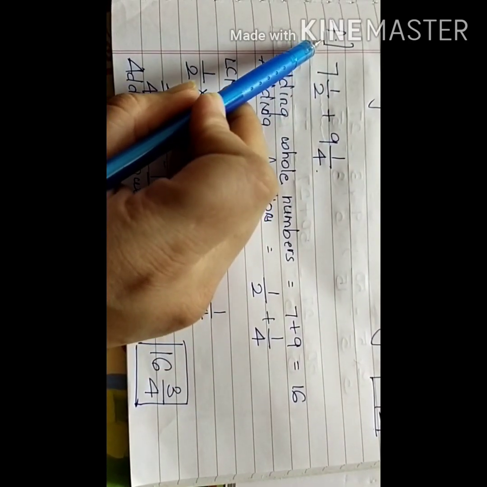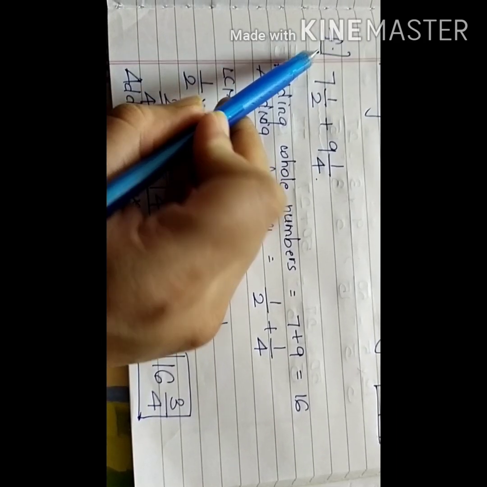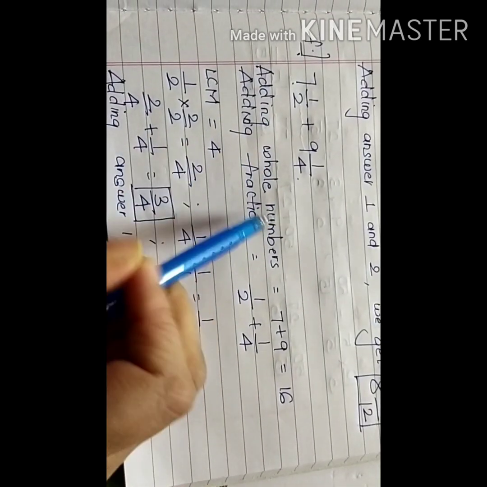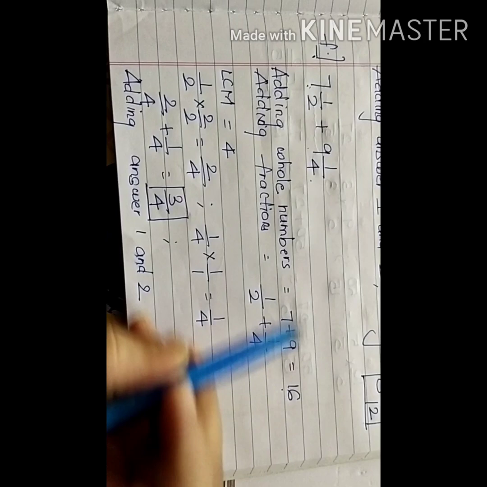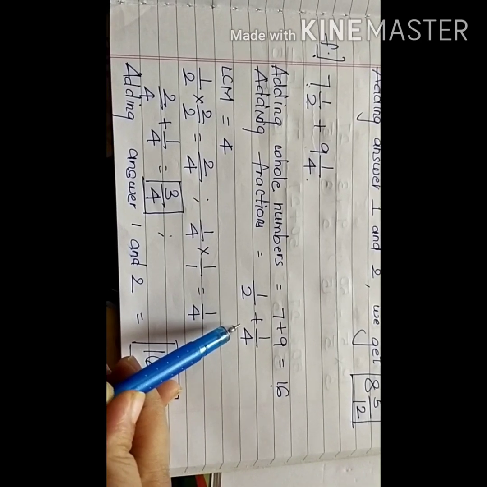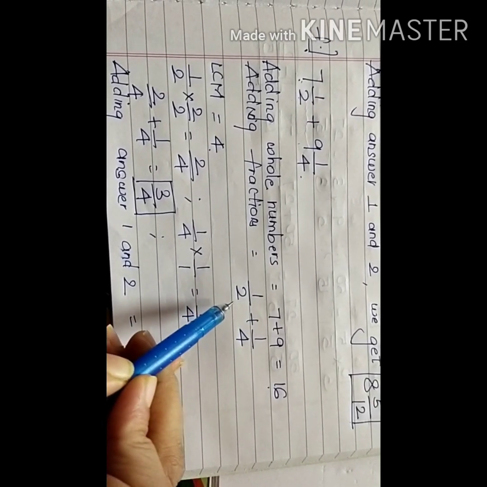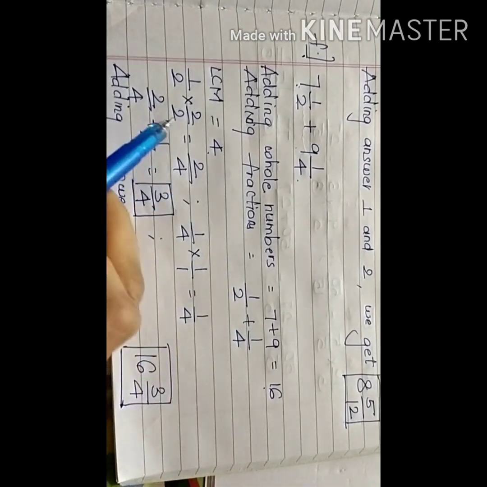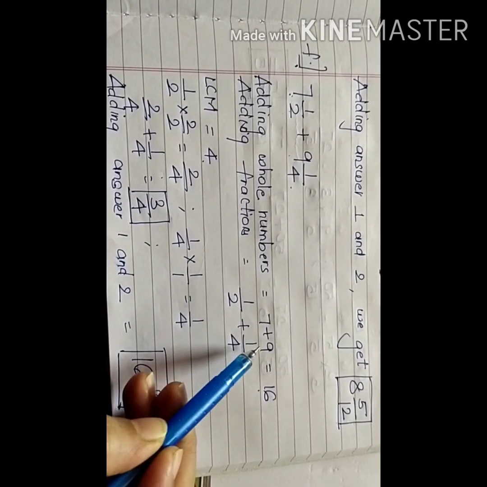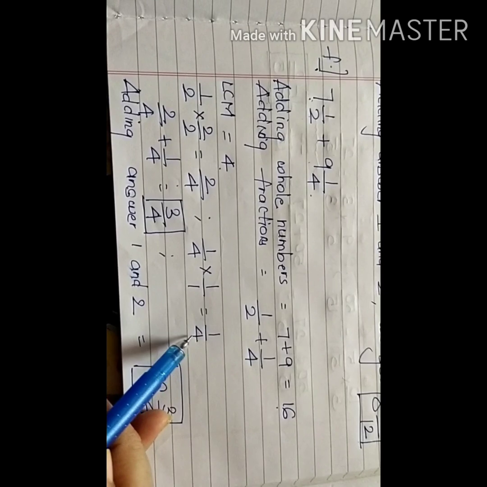Now I'll explain you the first sum from my practice time 4, question number 1, using method number 1, where I'll first add the whole numbers and then I'll add the fractional numbers. So when I add up the whole numbers, 7 and 9, I get 16. When I add up the fractional numbers, I can see that the denominators are different. I need to make them the same by finding the LCM. The LCM is 4. So the first fraction will give me the denominator 4 when I multiply it by 2. So 1 upon 2 into 2 upon 2 will give me 2 upon 4, and since the second fraction's denominator is already 4, I will simply multiply it by 1. So I'll get 1 upon 4 as it is.